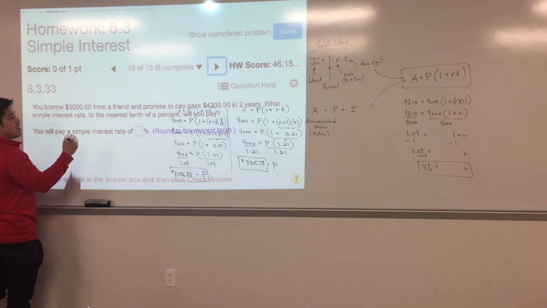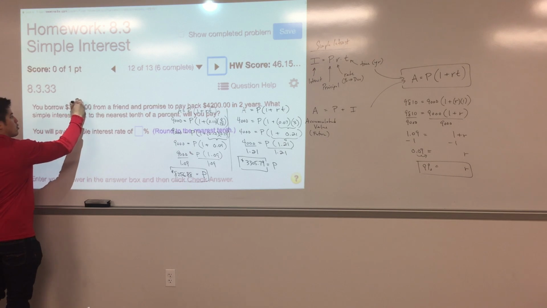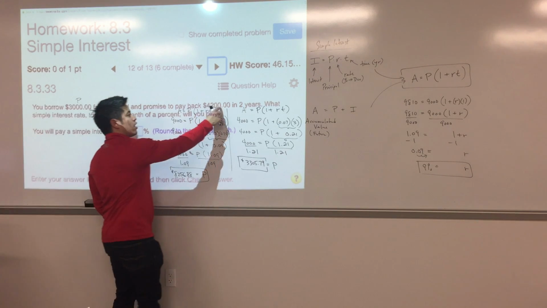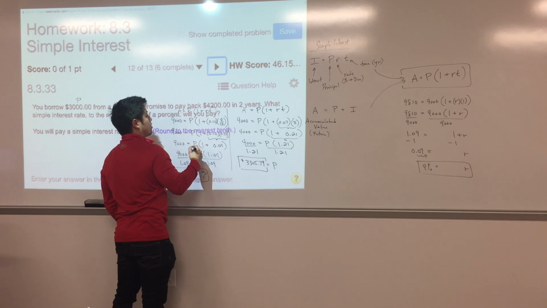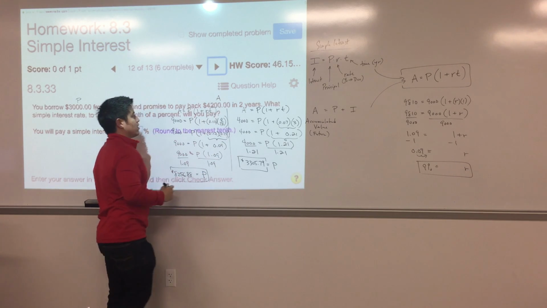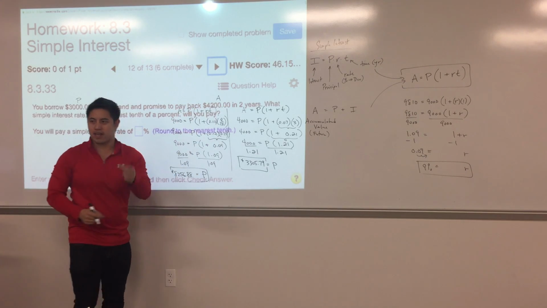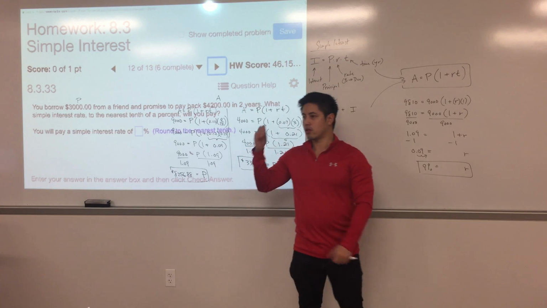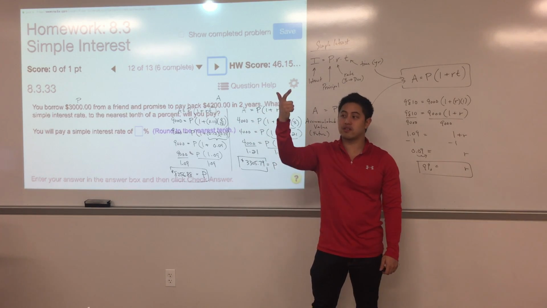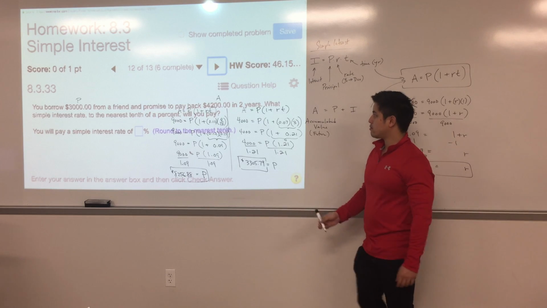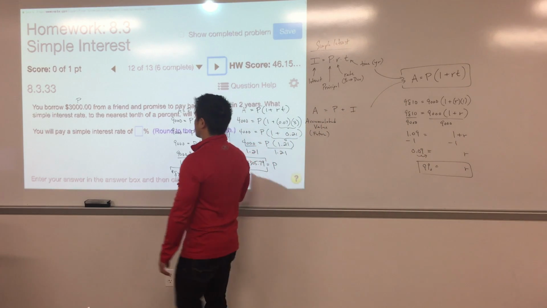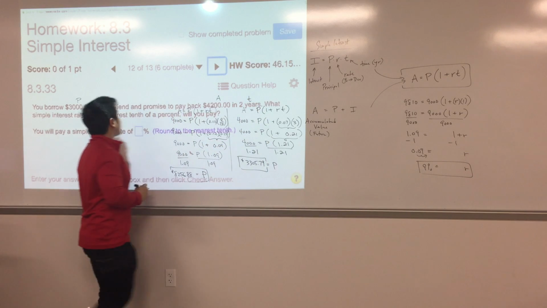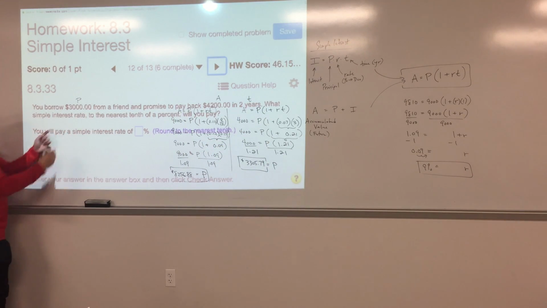What's the 3,000? It's your principal. What's the 4,200? It's your A. You're going to pay back. When you pay something back, what do you pay back? The principal, the amount you borrowed, plus the interest. So that's A. What's 2 years? Your T. So what are we looking for? Rate. That's exactly what they say. Let's go set it up.